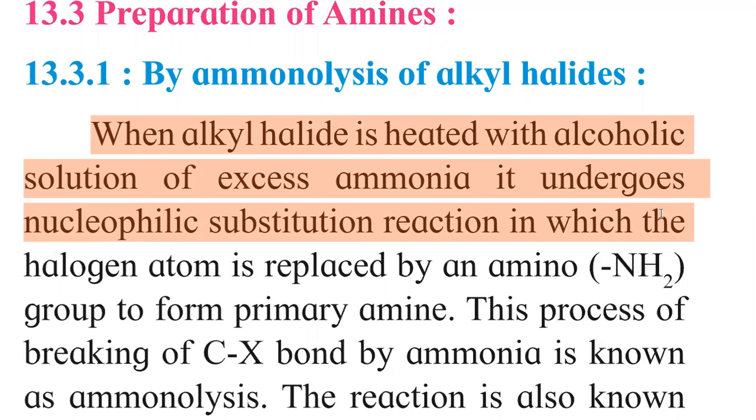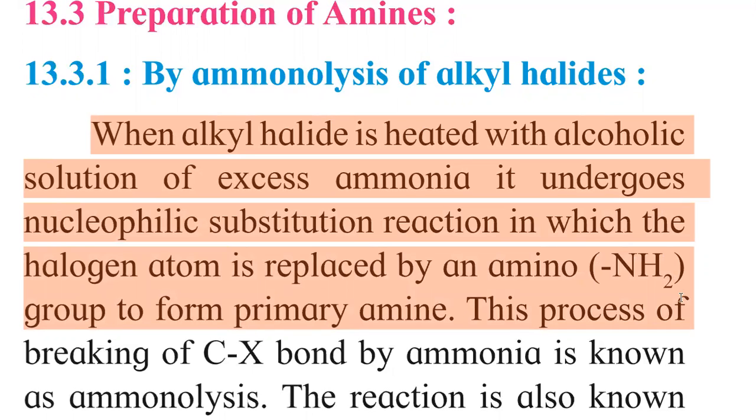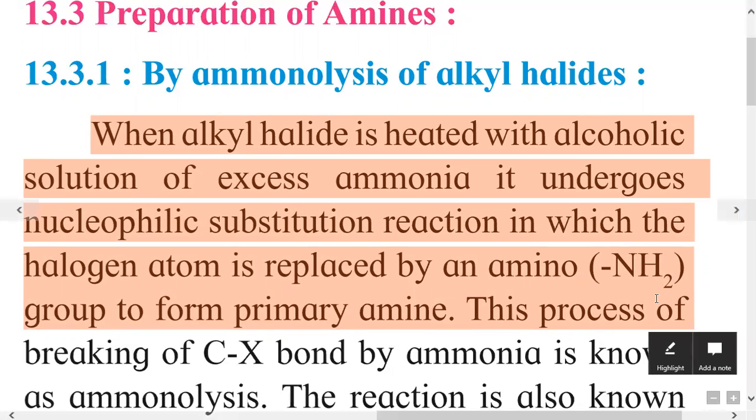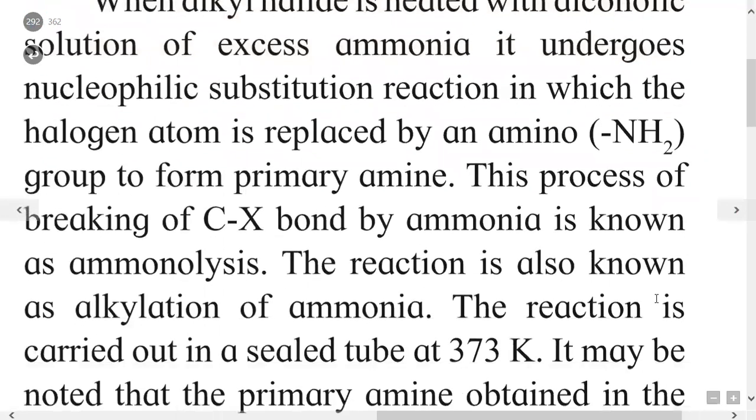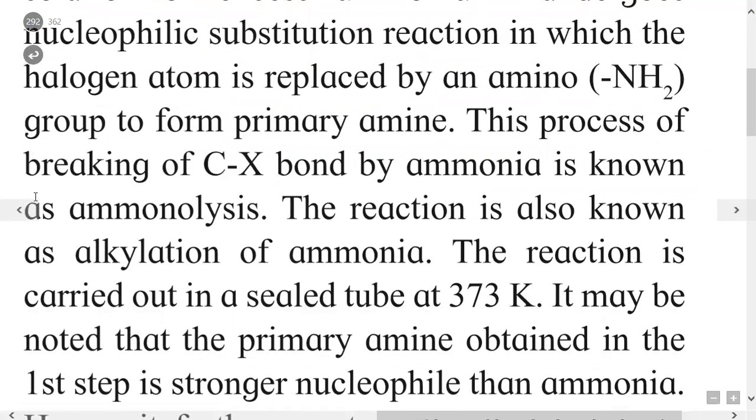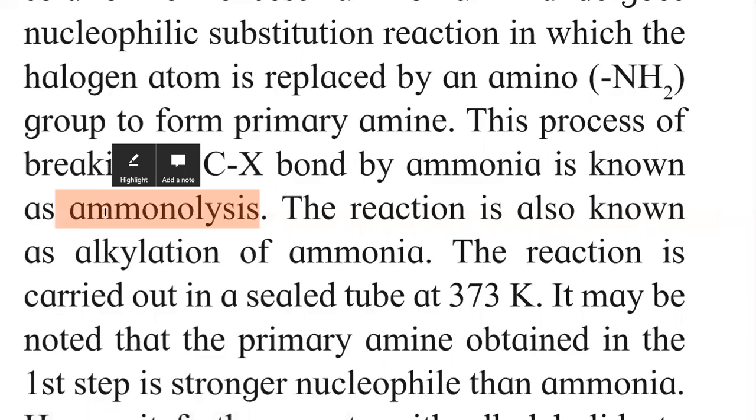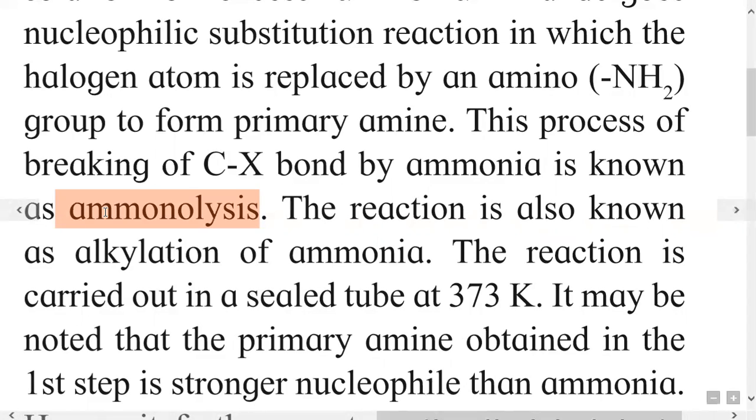type of reaction, in which the halogen atom is replaced by the NH2 group, that is the amino group, and forms a primary amine. This process of breaking the C-X bond by ammonia is called ammonolysis. So what is ammonolysis? The process of breaking the C-X bond, that is, a carbon halogen bond, by ammonia is called ammonolysis. And the reaction is also known as alkylation of ammonia.